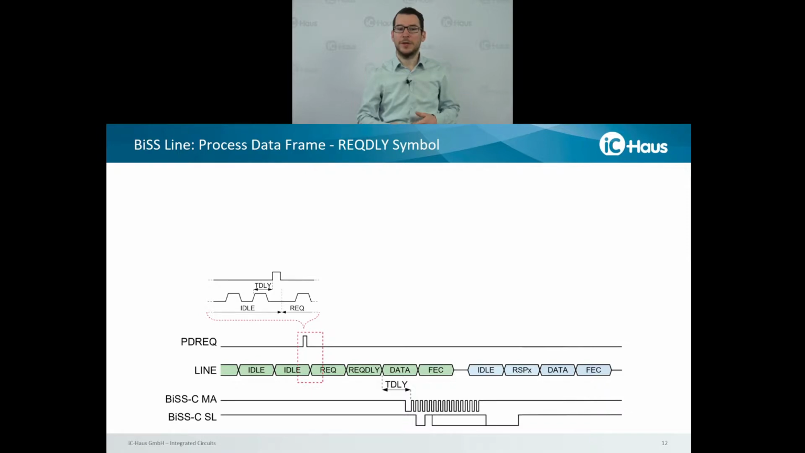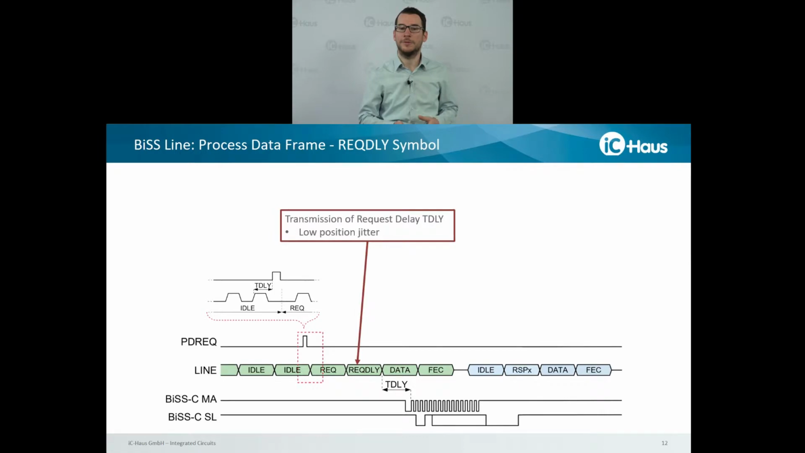Since the process data request event is asynchronous to the BiSS signal, the BiSS master is able to measure the delay between the process data request trigger event and the BiSS signal and transmits it as part of the request delay symbol. The request delay is then forwarded by the BiSS slave to the connected BiSS C sensors and actuators. This ensures a low position jitter.